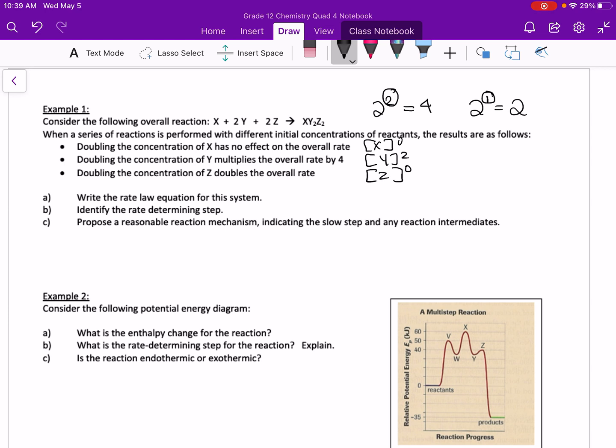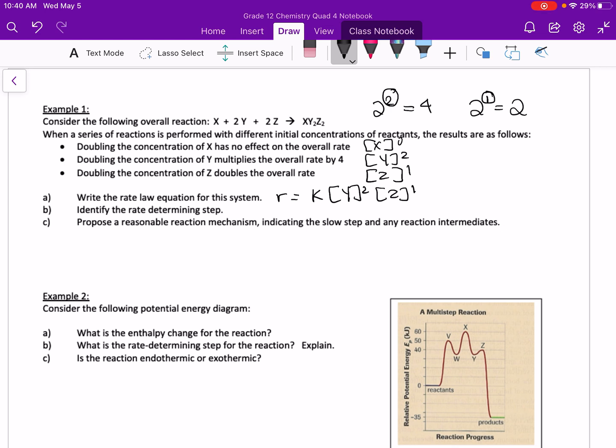Write the rate law equation for the system. My equation will be R is equal to my rate law constant times y to the exponent of 2. Oh, sorry, this is supposed to be a 1. And z to a 1.